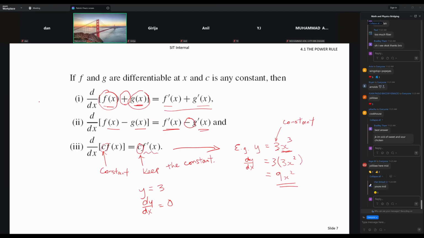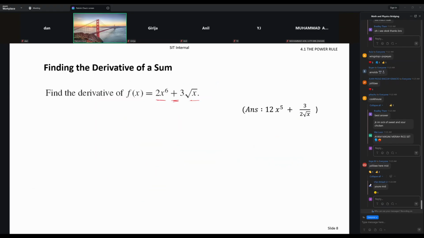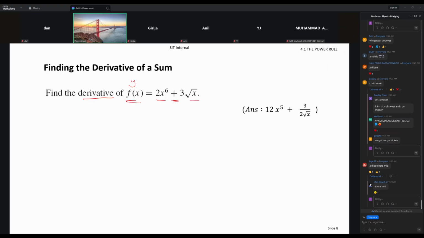Just like this one, you have two different functions of x and they are summed together. When you differentiate them, you differentiate each term separately and still sum them. So we are applying this rule here. Find the derivative, means find dy/dx. Y is equal to 2x^6 plus 3 root x, using the power rule.